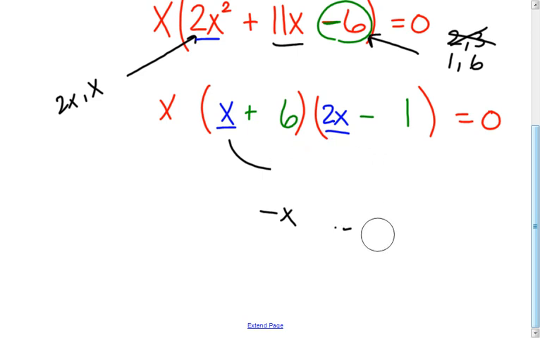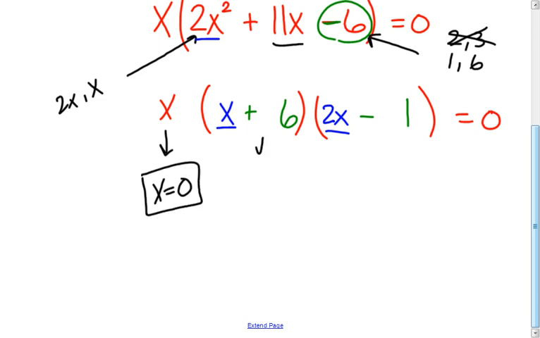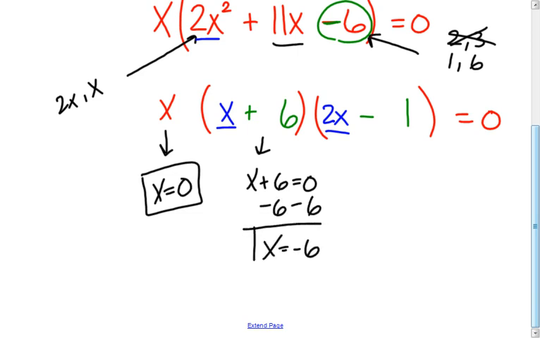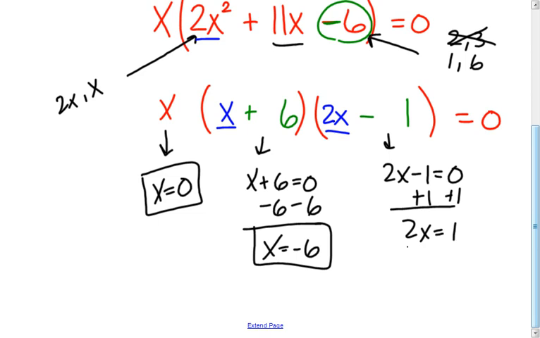In this one, you're asked to solve it, so you do have to go one step further and set each part equal to 0. Here I have an x out in front, x equals 0. X can be 0, that is legal. Here, x plus 6 equals 0, subtract 6. X is negative 6. And this part, 2x minus 1 equals 0. Add 1. Divide by 2. And x is 1/2.